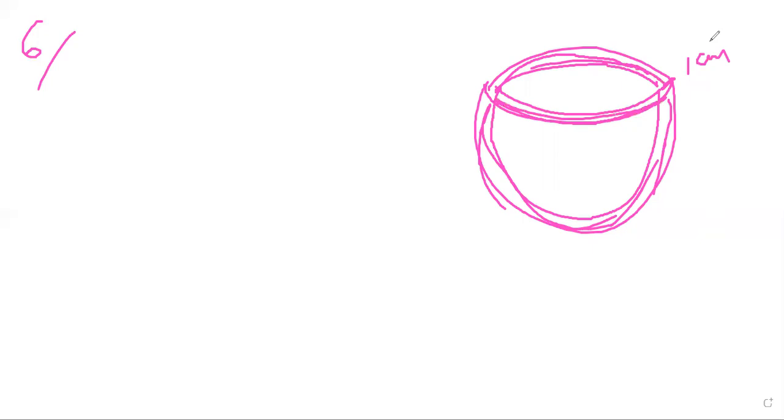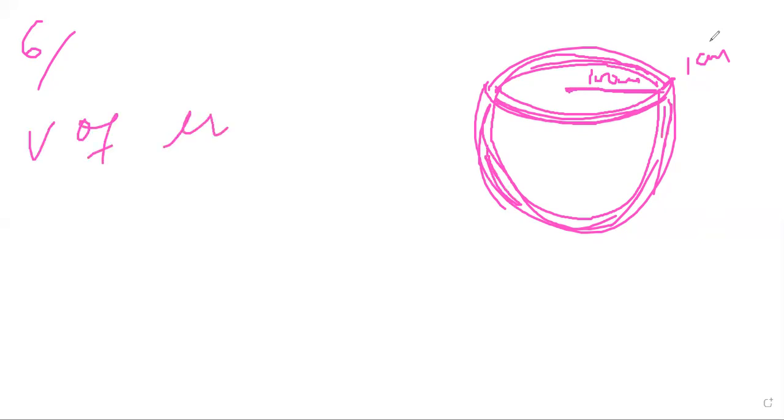Inner radius is given 1 meter, that is 100 centimeter. Inner radius is given 100 centimeter. Then find the volume of the iron used to make the tank. We have to find out the volume of the iron that has been used in making the tank. So how will you find out the volume of iron?